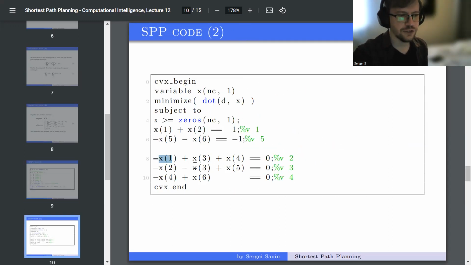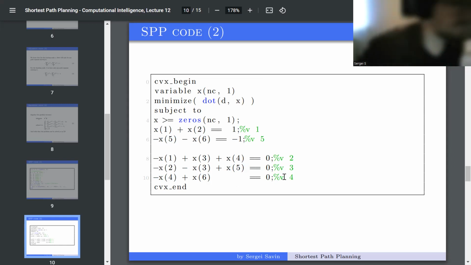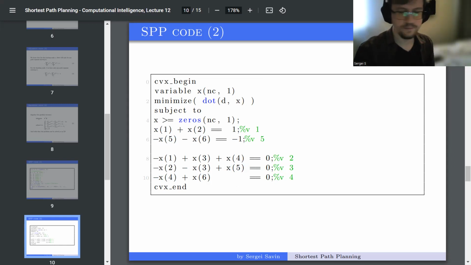And here we have conditions for all other nodes. Remember, we have 6 edges, but 5 nodes. That is why we have 2 conditions for the start and finish nodes, and only 3 conditions for the remaining nodes. So conditions for node number 1, number 5, number 2, number 3, number 4. That's it. That program is going to solve for the optimality. Do you have questions now?